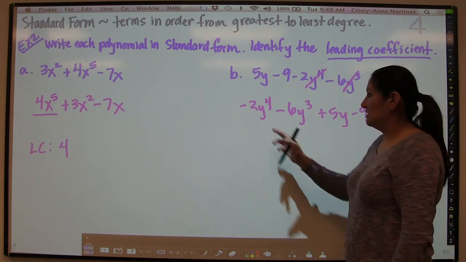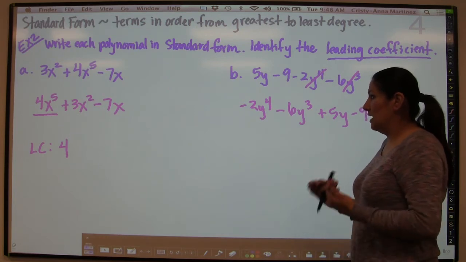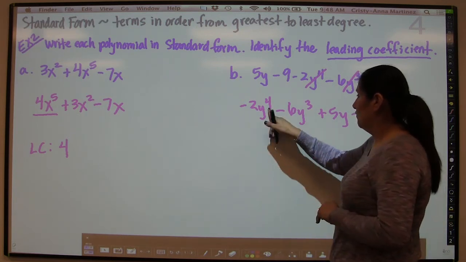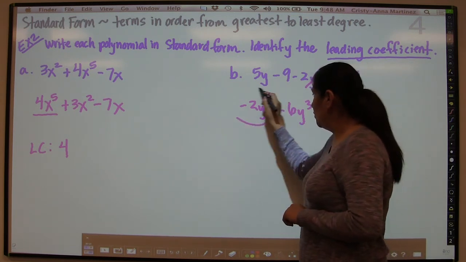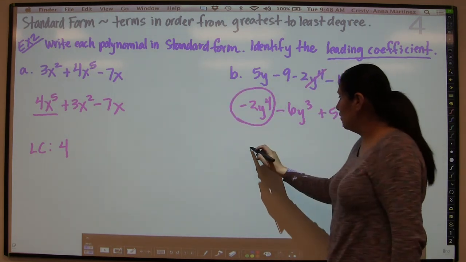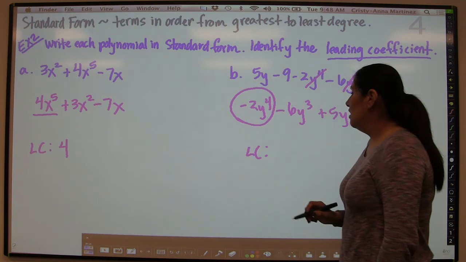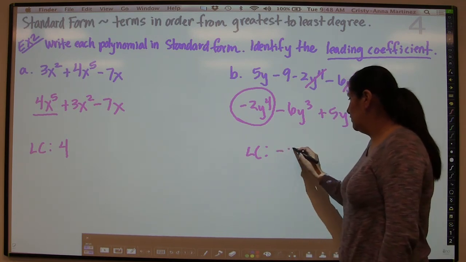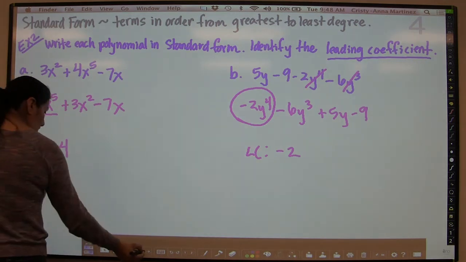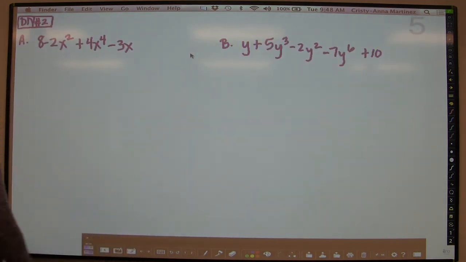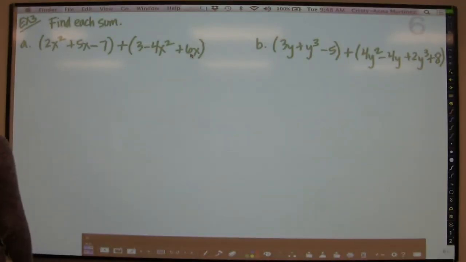It doesn't matter if it's negative or positive, it's based on the exponent. So the 4th degree goes first. So this is now going to be my leading term. And the leading coefficient is the number in front of that leading term, which is negative 2. And that is how you do that. So now you can try this little guy on your own, and then we'll move on to adding and subtracting polynomials.